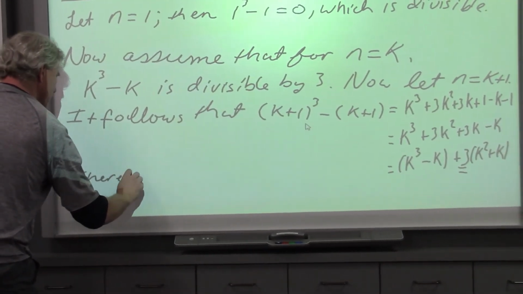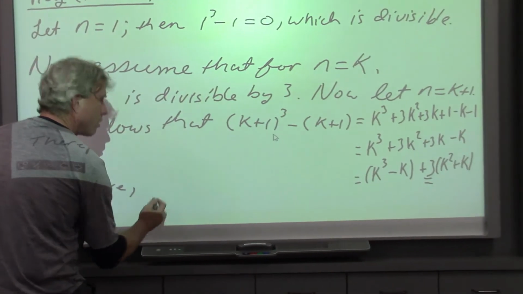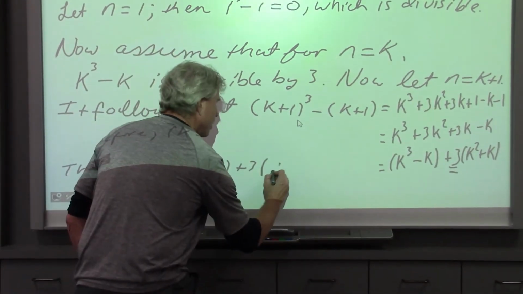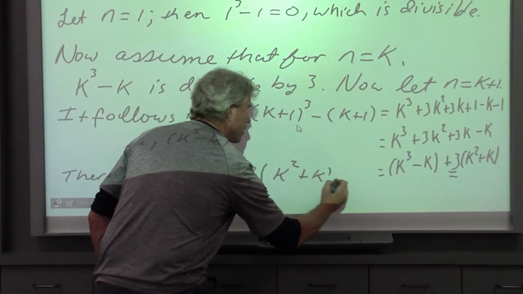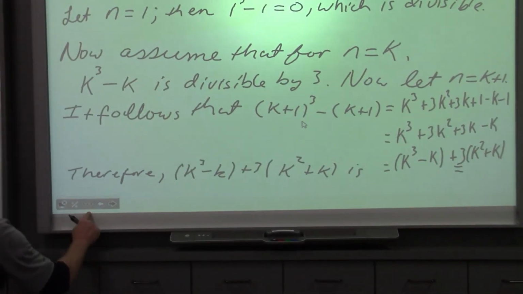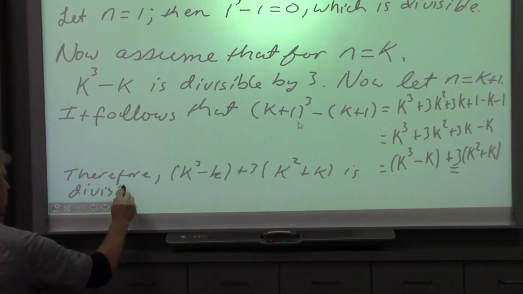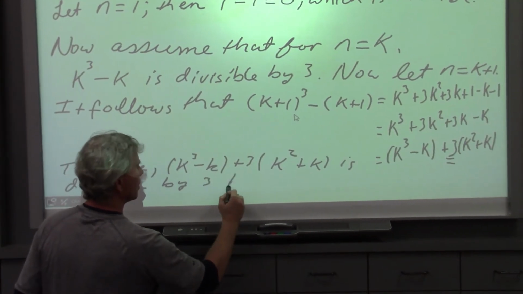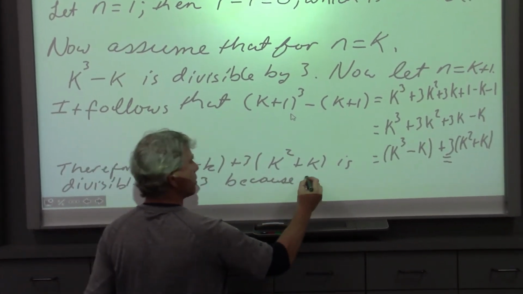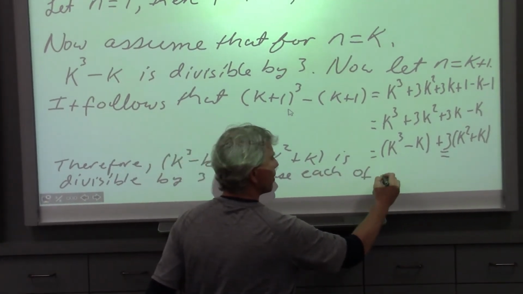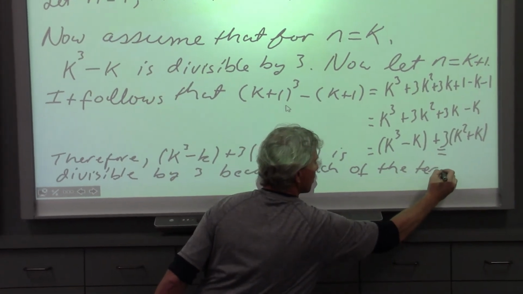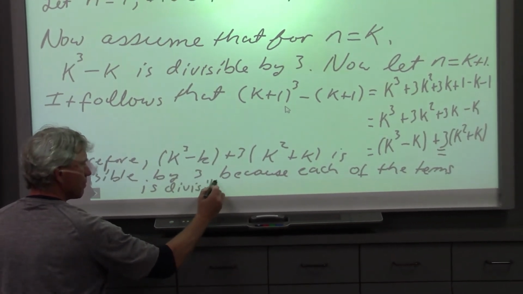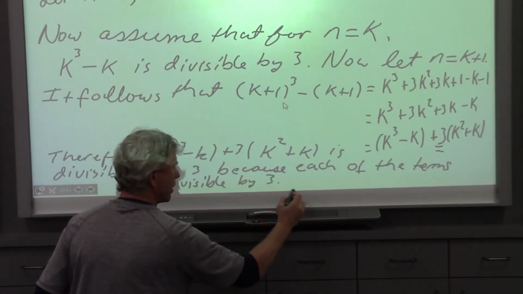Therefore, k cubed minus k plus 3 times k squared plus k is divisible by 3 because each of the terms is divisible by 3. And I can end that.